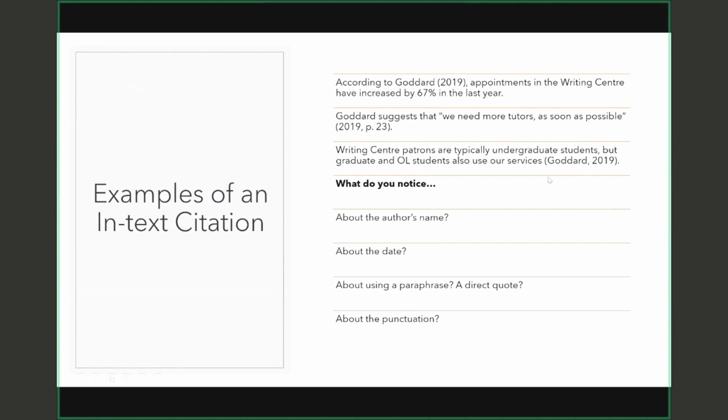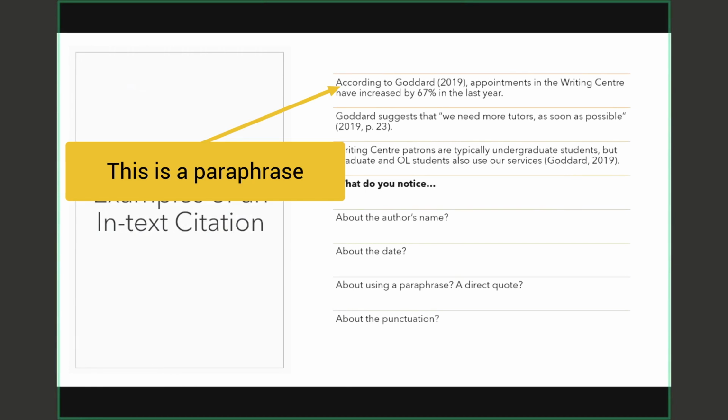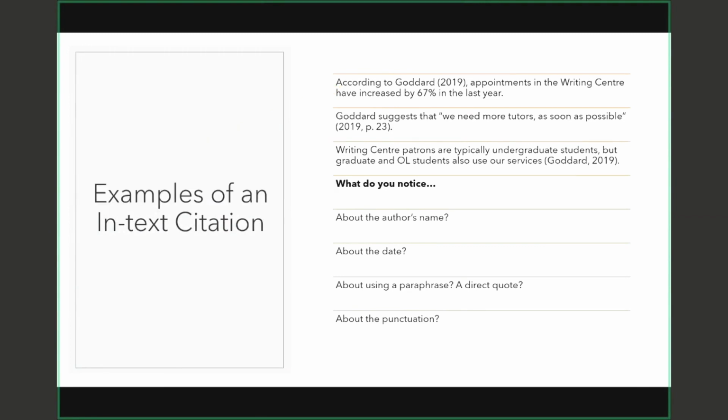I also want you to notice the placement of the date. In the first example, it comes directly after the author's name, but in the second example, at the end of the sentence. Same with the third example. Again, this information might move around. The important thing is that you've made it really clear to your reader that your information is coming from somebody else. The first example is a paraphrase, which means that I've taken some information and I've put it into my own words and changed the structure around as well.